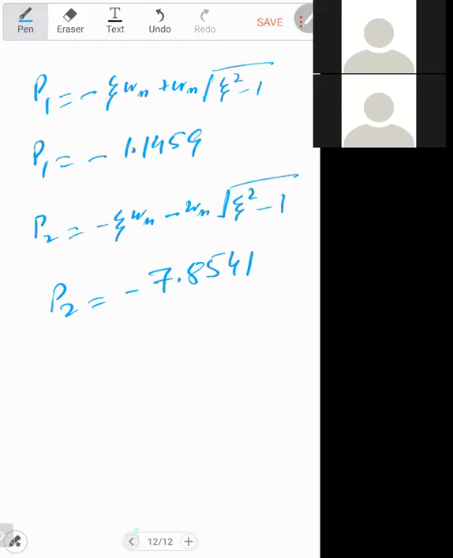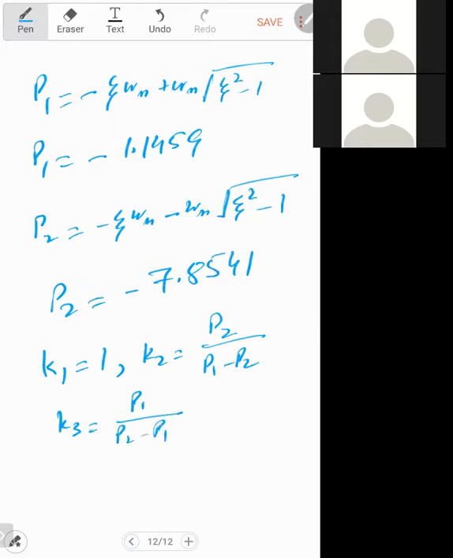But if you use the closed form solution, equation B, then you will see that K1 is equal to 1, K2 is equal to P2 divided by P1 minus P2, and finally we have K3, which is equal to P1 divided by P2 minus P1. So you can find the values of K1, K2, and K3. K1 is already equal to 1, K2 is equal to 1.171, and K3 is equal to 0.171.